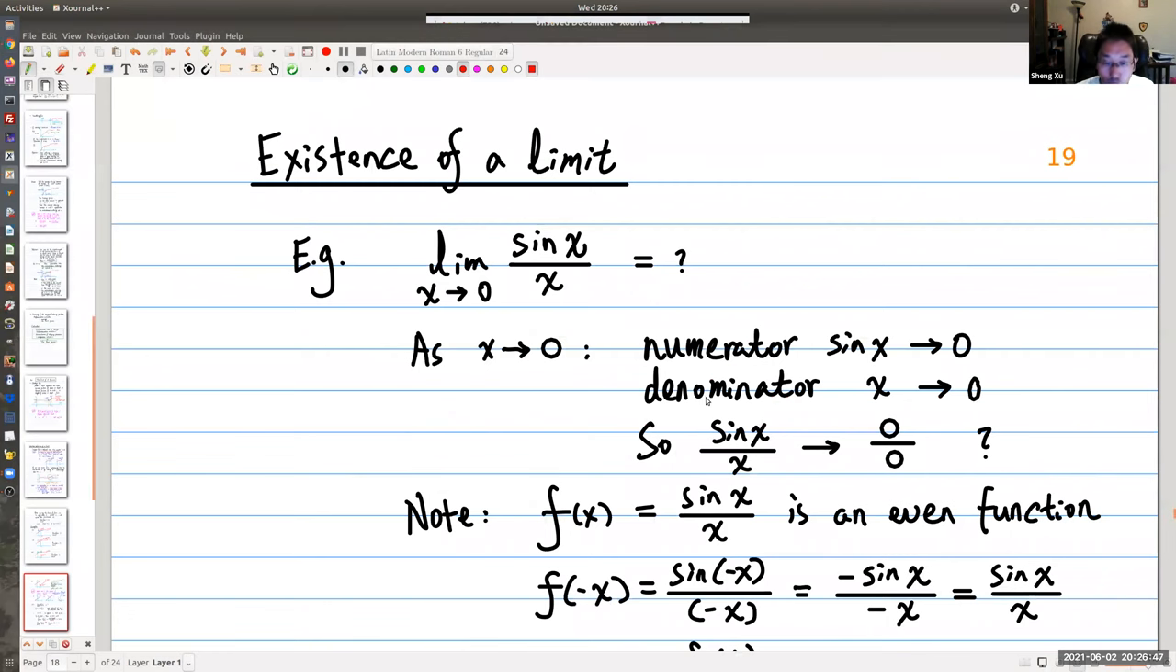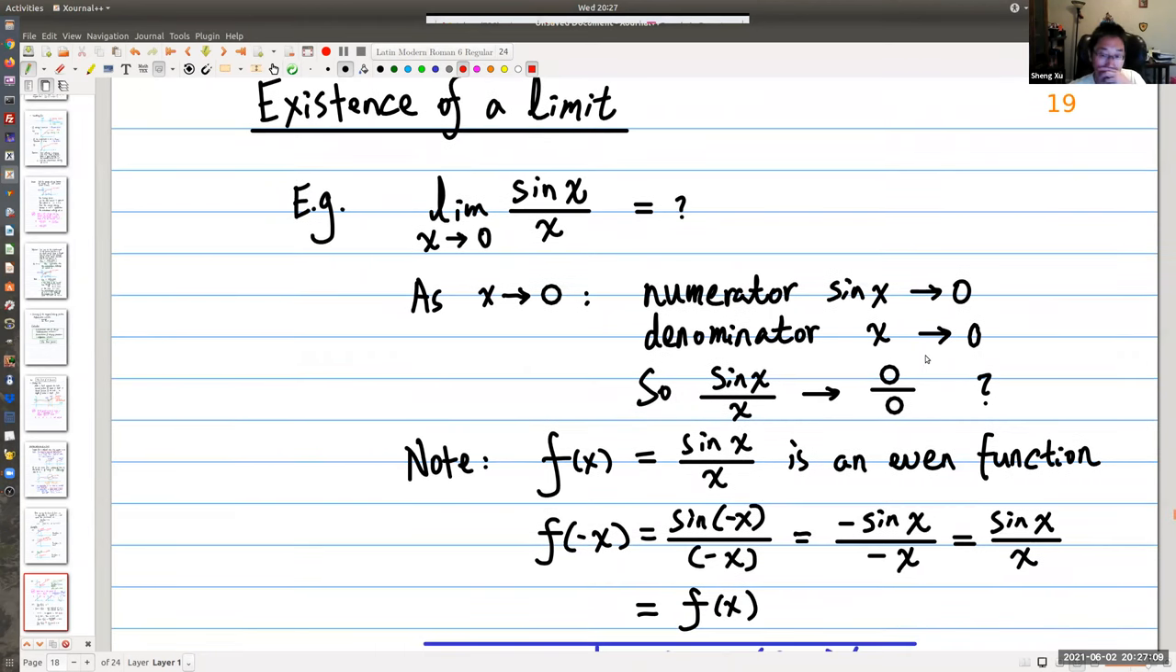Now, the denominator is just x. So if I say x approaches 0, that means the denominator also approaches 0. So this quotient here, as x approaches 0, approaches 0 divided by 0. What's that?